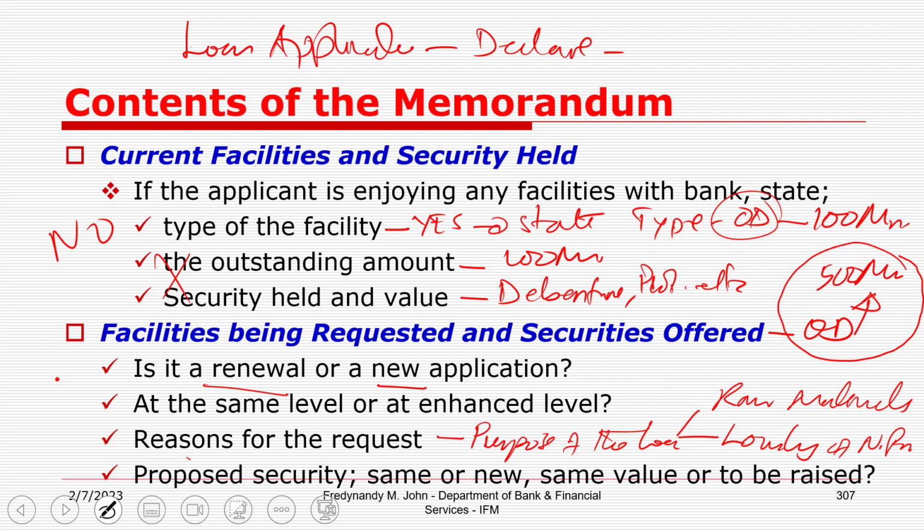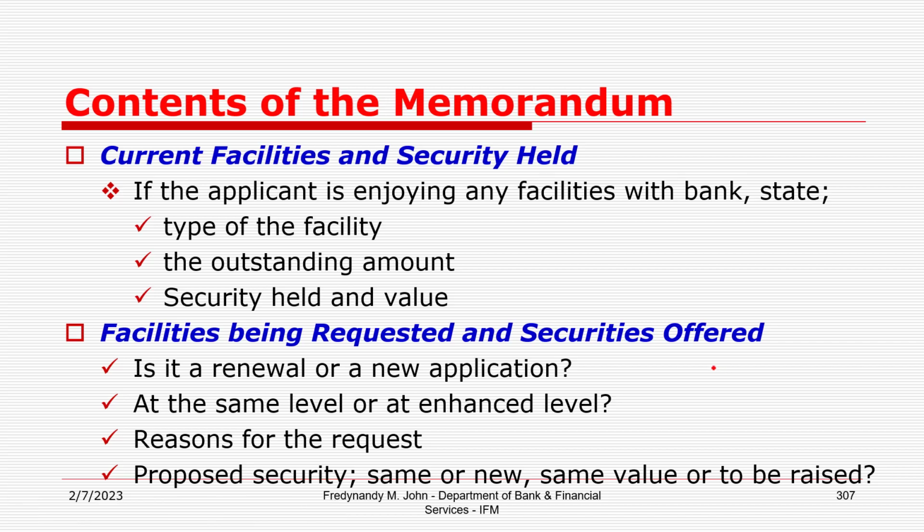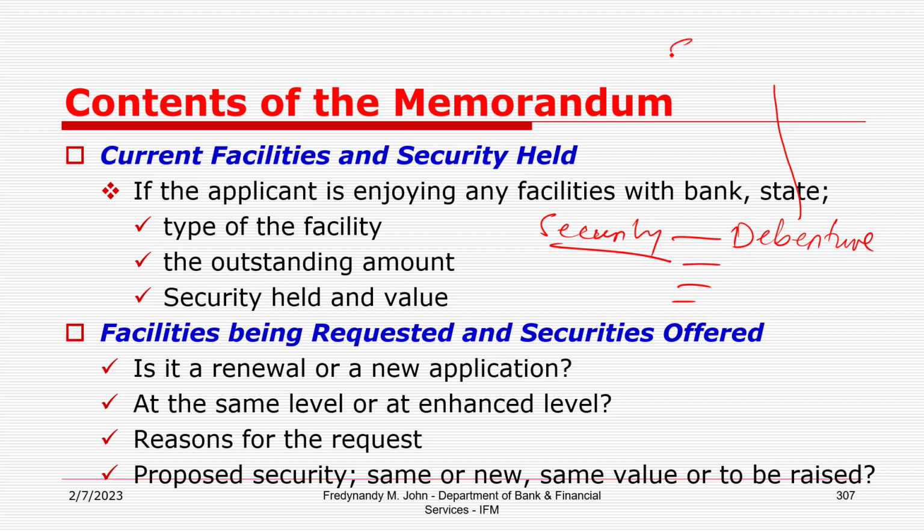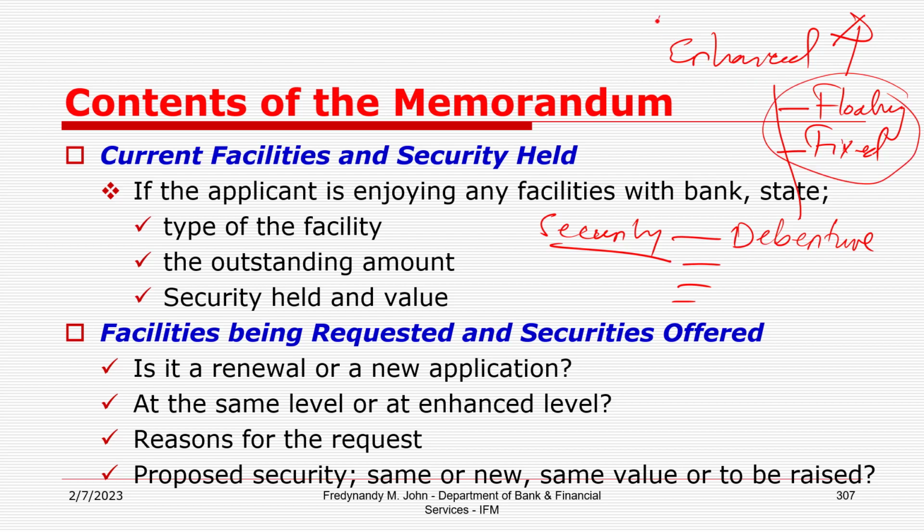Another important issue that you need to discuss, or need to write about, is the proposed security. Okay, remember security has some qualification. Now what is the proposed security for this loan? For example, the security is debenture. Now, is the security new or is it the same security? It will depend. If I'm talking of a debenture, it can be enhanced. So we can increase the value of the debenture. And a debenture can be a floating debenture or a fixed debenture. That's the reason it is very possible to enhance the value of the debenture.